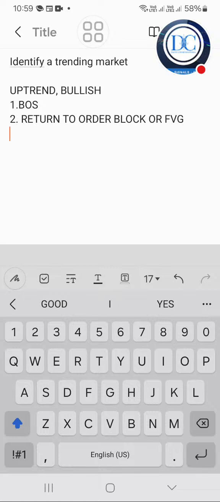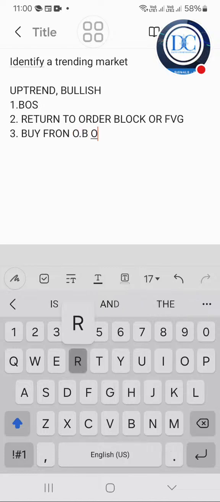So you identify the open for the day, and you know that the market is trending. It's a bullish trend. You wait for a break of structure, then wait for price to return to the order block. When that happens, you then take your buy. We are buying because the price is moving up. You buy from the order block or the fair value gap. So basically, this can be a strategy that you can master and use.